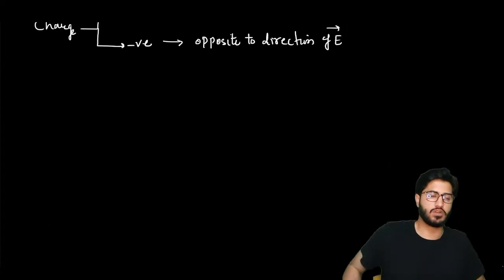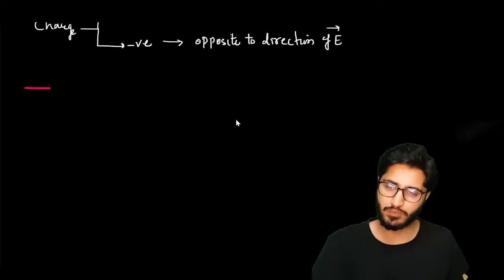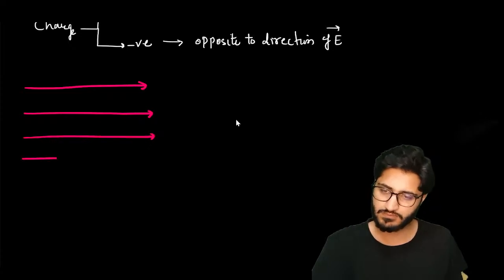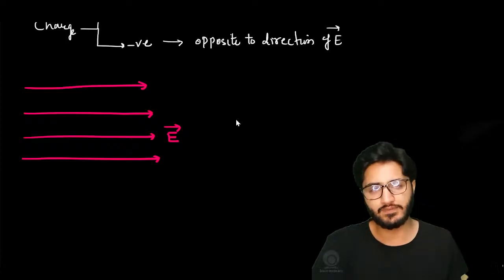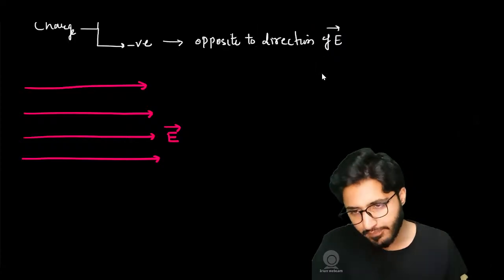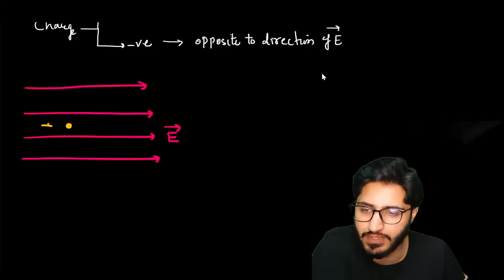Look now. Suppose this is my electric field, and suppose these straight lines represent the electric field. In this electric field, I place an object here. This is my object, and the charge of this object is plus Q.